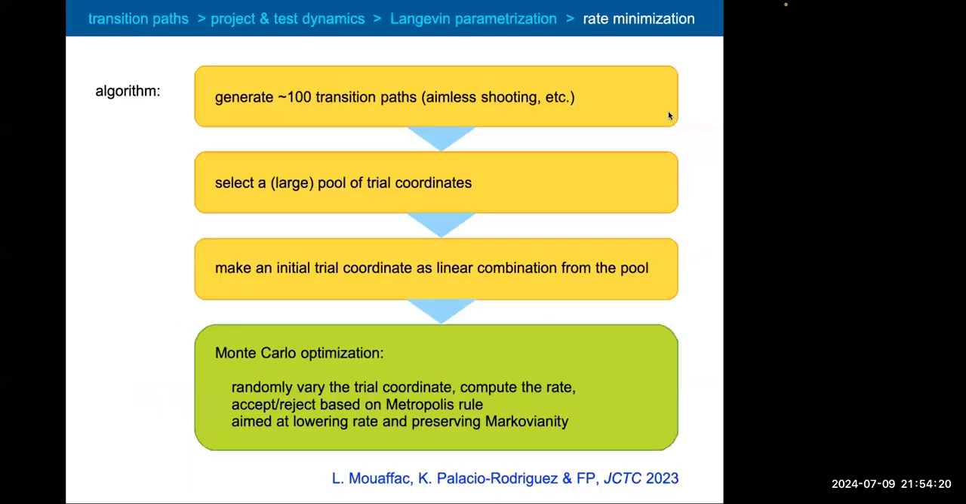So this is the algorithm we proposed. You start from generating transition paths. As I said, there are efficient ways to do this, like Emil Schult's and our general transition path sampling. You choose a large pool of trial coordinates. You make linear or non-linear combinations. You can use an autoencoder. You can use different approaches in principle. And then you do an optimization, so you iterate until minimizing the rate.